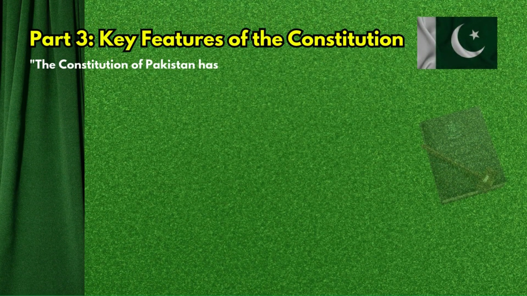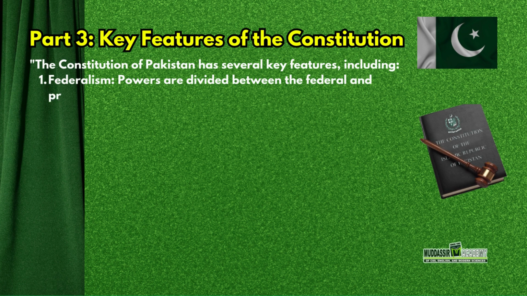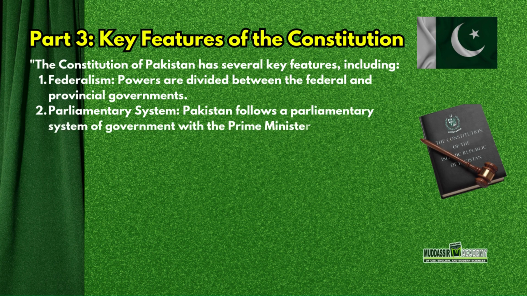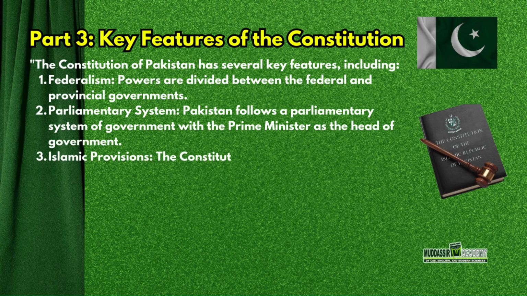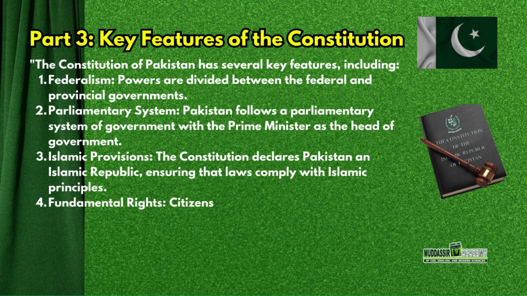Part 3. Key features of the Constitution. The Constitution of Pakistan has several key features, including federalism. Powers are divided between the federal and provincial governments. Parliamentary system. Pakistan follows a parliamentary system of government with the Prime Minister as the head of government. Islamic provisions. The Constitution declares Pakistan an Islamic republic, ensuring that laws comply with Islamic principles.